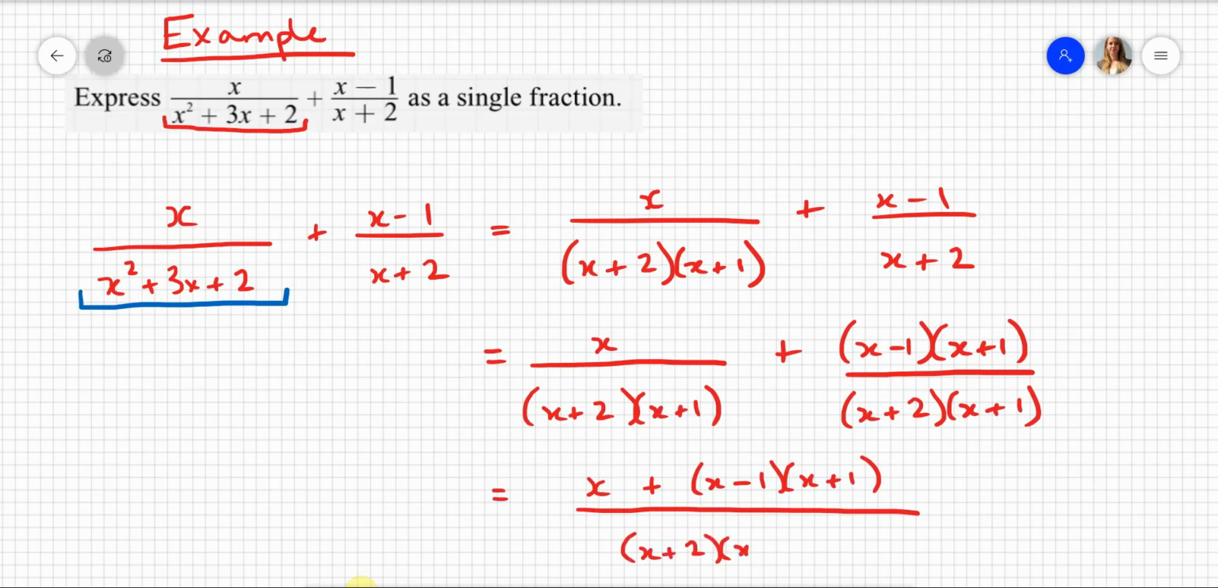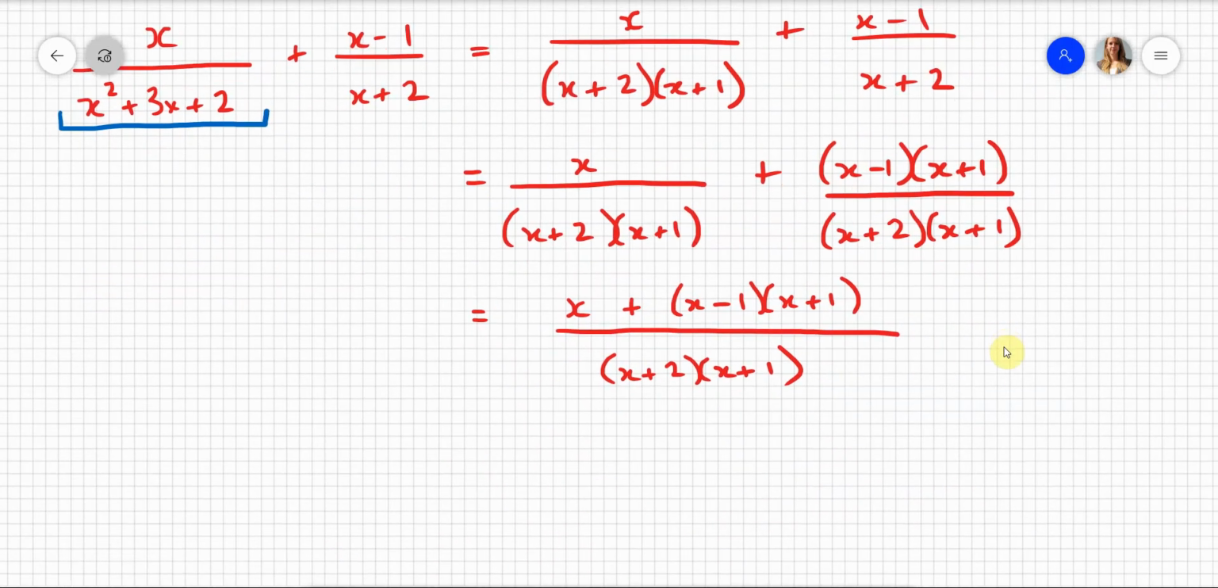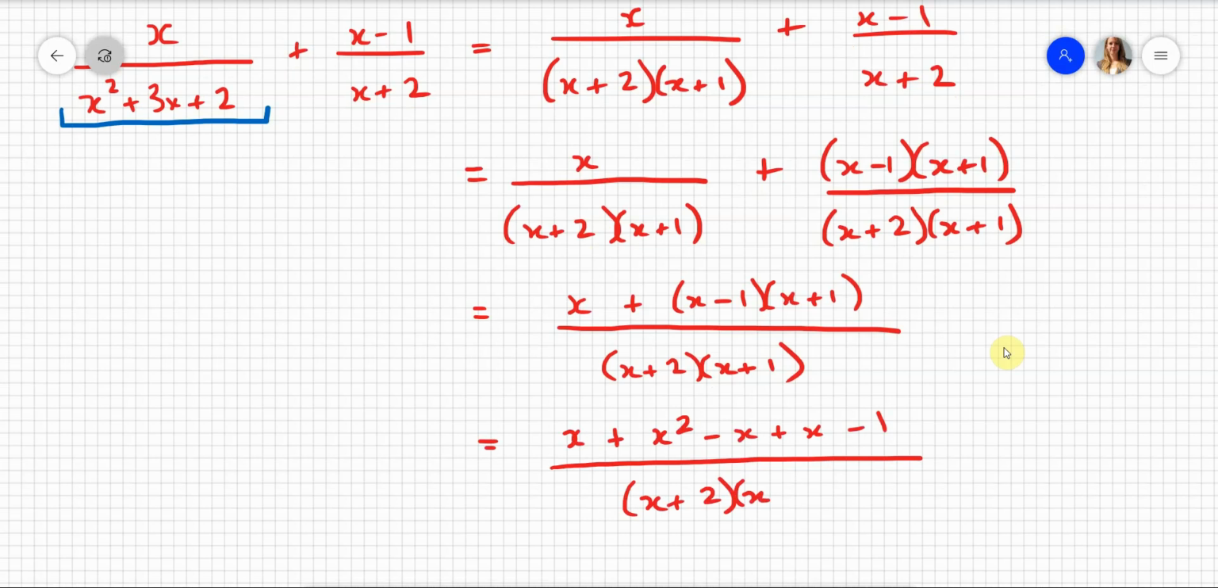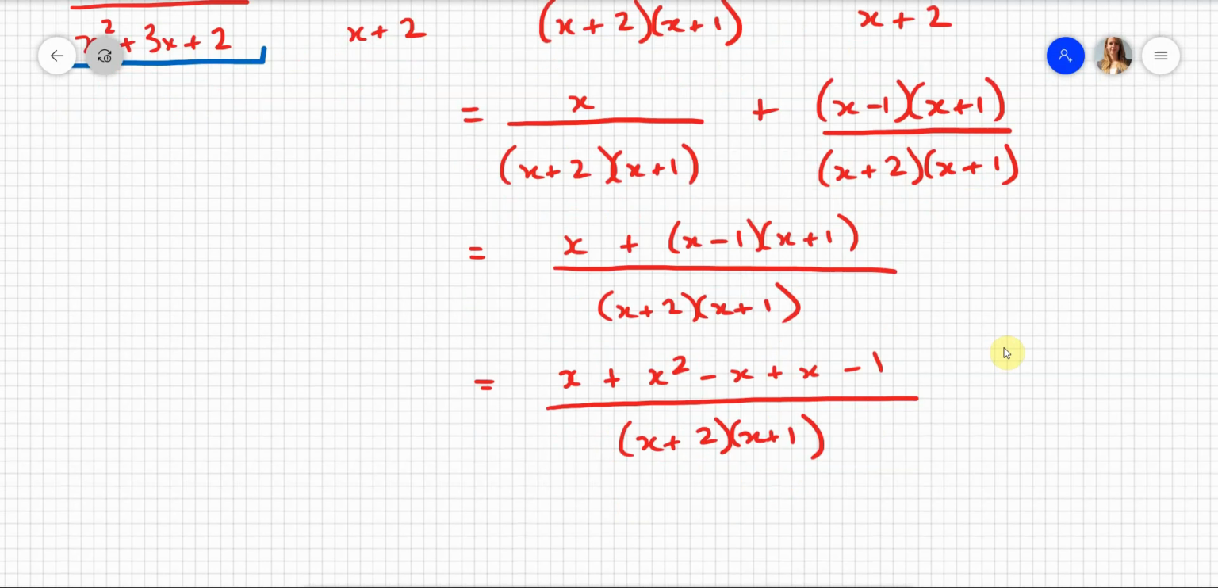And we can put that all over one denominator. Then let's multiply out the numerator. And now let's simplify the top, so we'll get x squared plus x minus 1 all over x plus 2 into x plus 1. And that should be everything you need to have a go at the remaining questions.